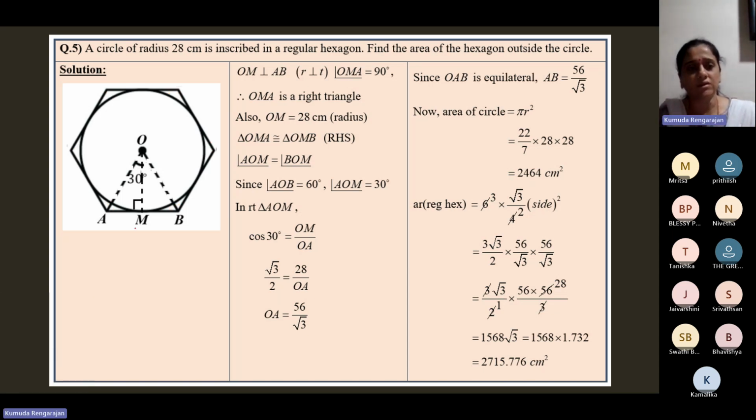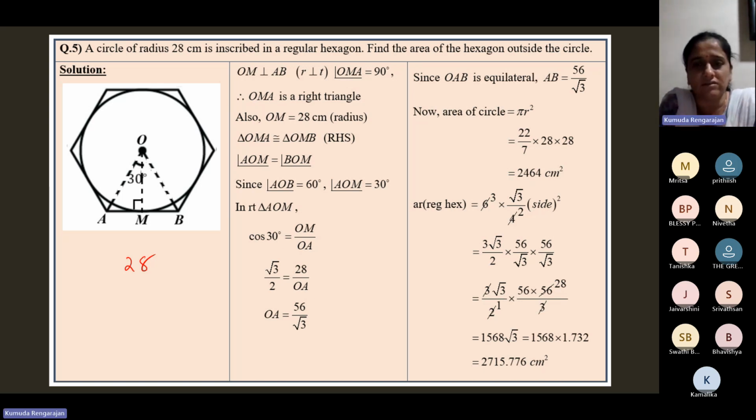So for the circle, you know the radius is 28. For the hexagon, you need to find the side. Because how do you find the area of a hexagon? It's made up of 6 equilateral triangles. So a regular hexagon's area is 6 into root 3 by 4 a square, because root 3 by 4 a square is one equilateral triangle, into 6.